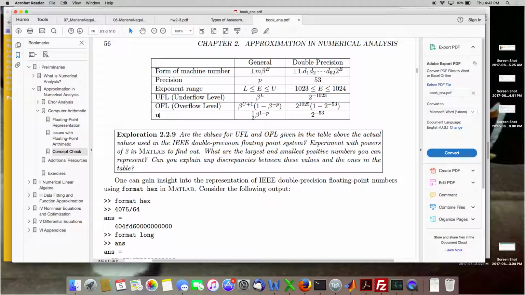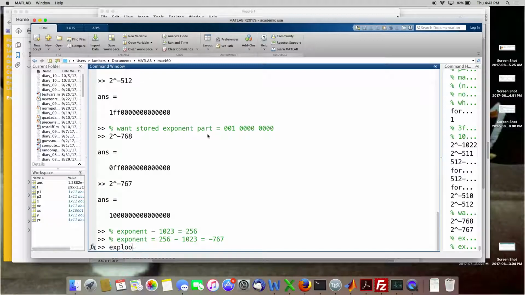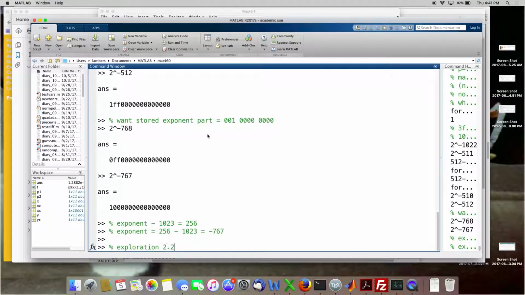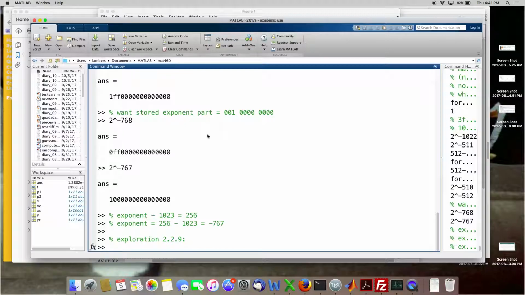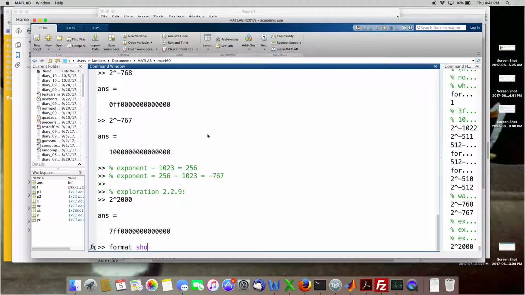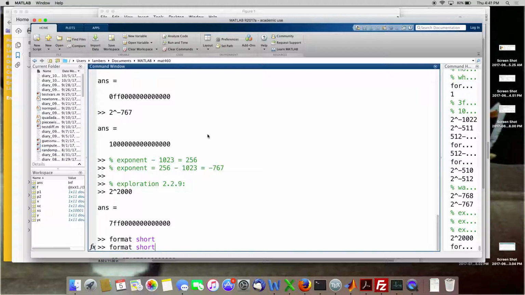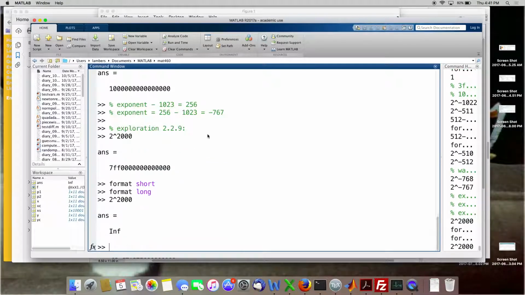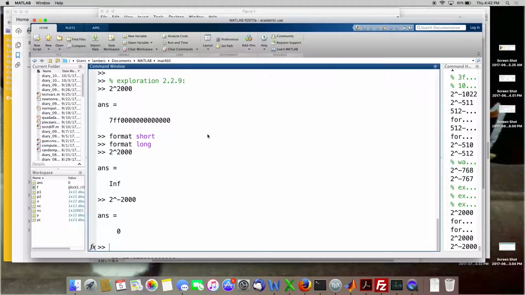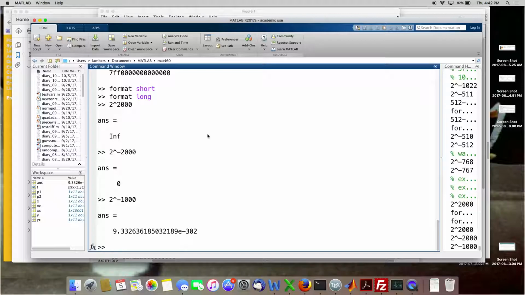So to give you an example, I'm going to pick numbers that are way out of range to illustrate. So 2 to the 2,000th. I'll do format long. That's way too big. I get infinity. 2 to the minus 2,000, you get exactly 0. Whereas something more reasonable, like 2 to the minus 1,000, you get something. So the true smallest number is as a magnitude in between this range.